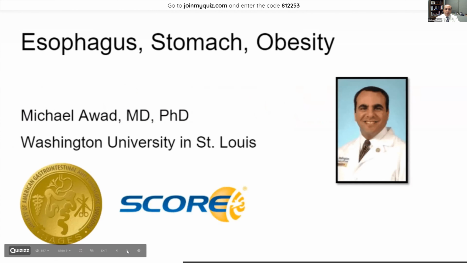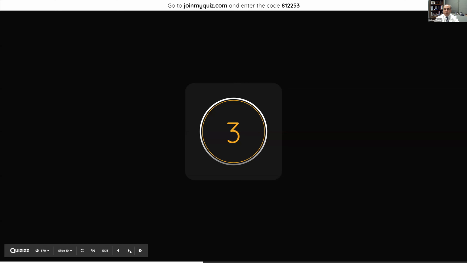All right, so without further ado, we're going to go ahead and get started with our first section here. This is esophagus, stomach, and obesity. Again, I'm Michael Awad, and I'm at Washington University in St. Louis. I'm a minimally invasive and foregut surgeon. So let's go ahead and get started.